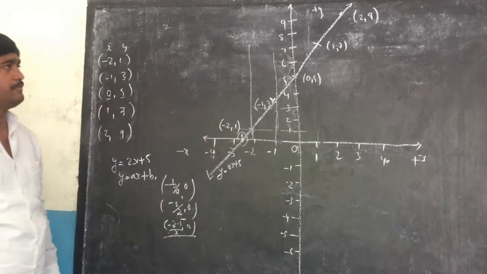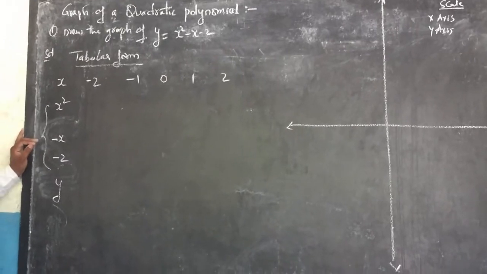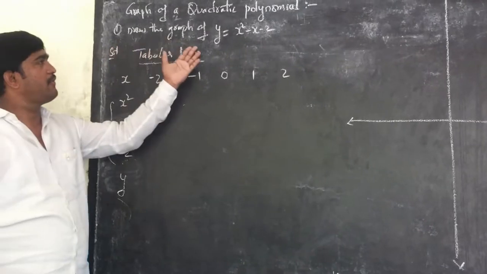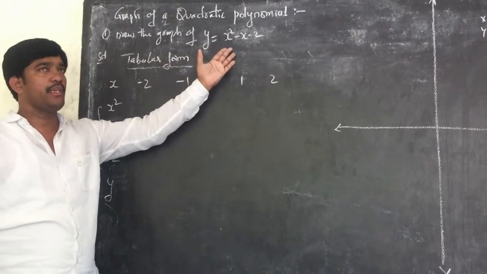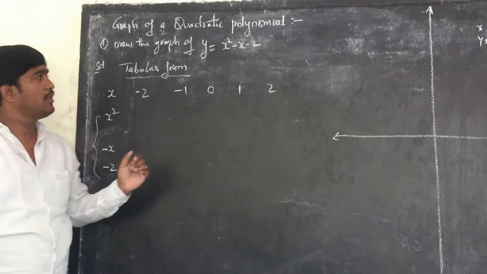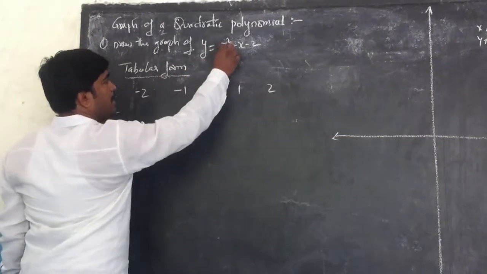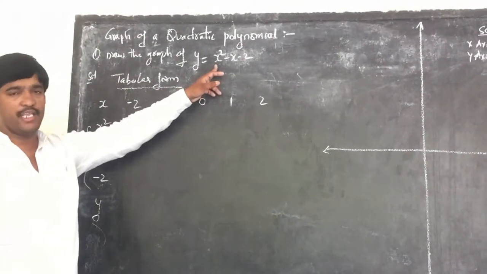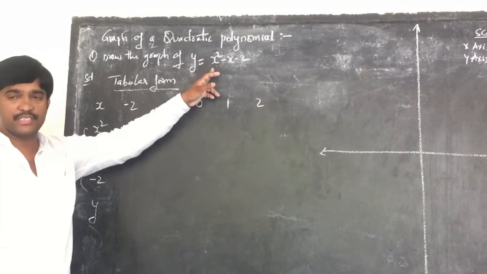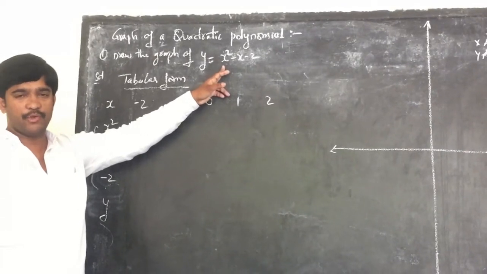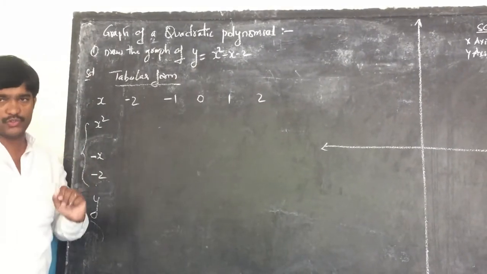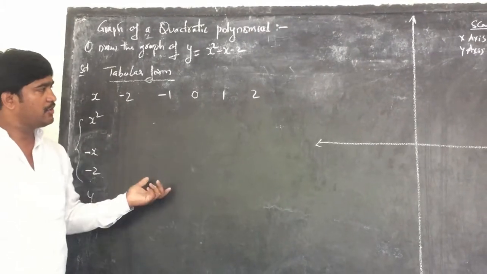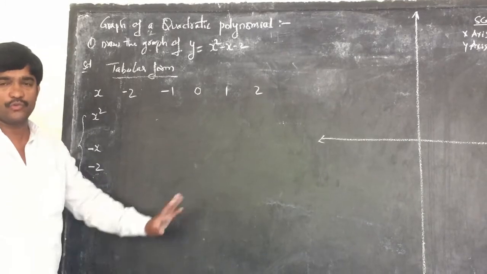Now we'll see how to draw the graph of a quadratic polynomial. For example, I have taken the question: draw the graph of y equals x squared minus x minus 2. The given polynomial is of degree 2, so it is a quadratic polynomial. As I said in the previous session, for a quadratic polynomial there exist two roots, or zeros. Now we'll find the two zeros from the graph. How do we find them?